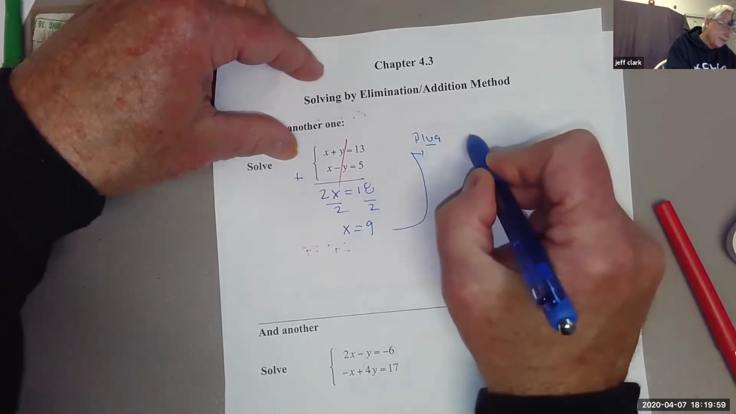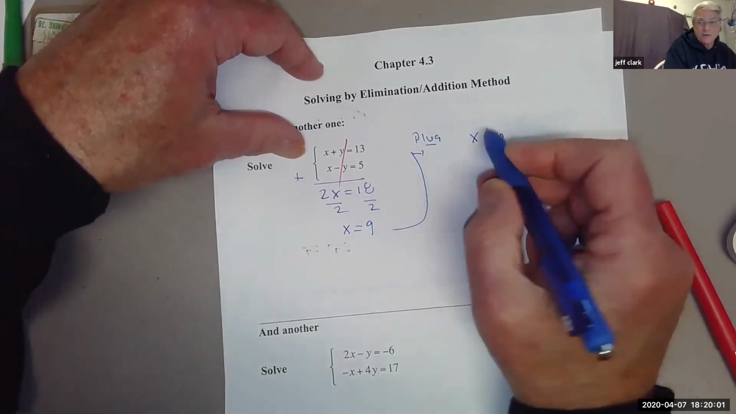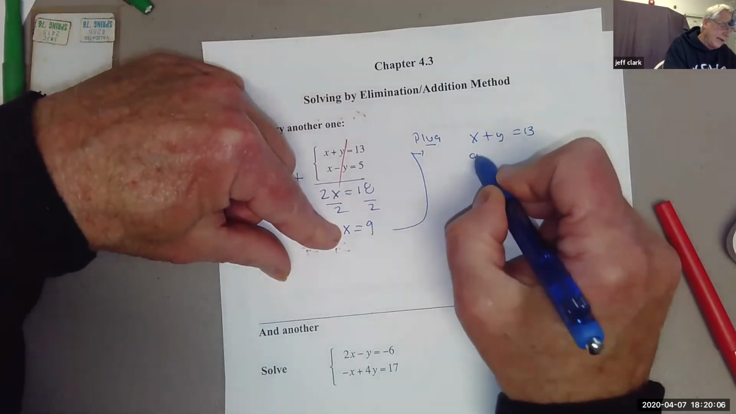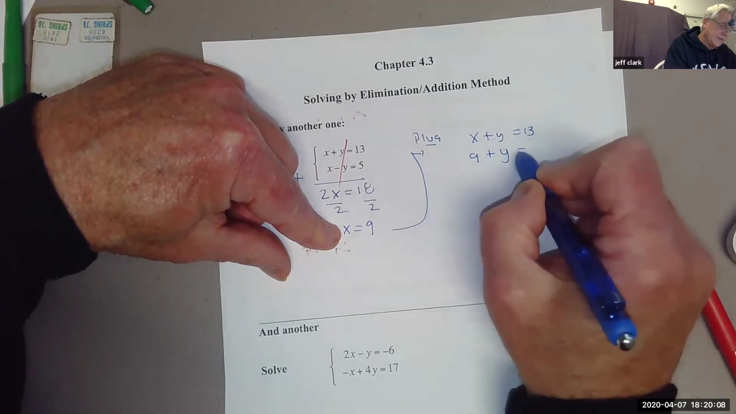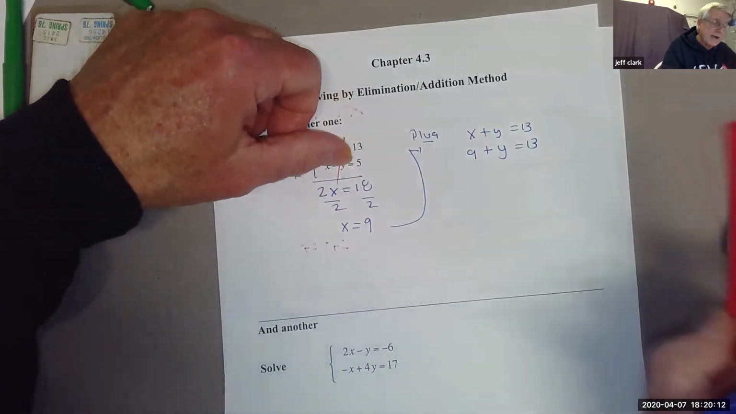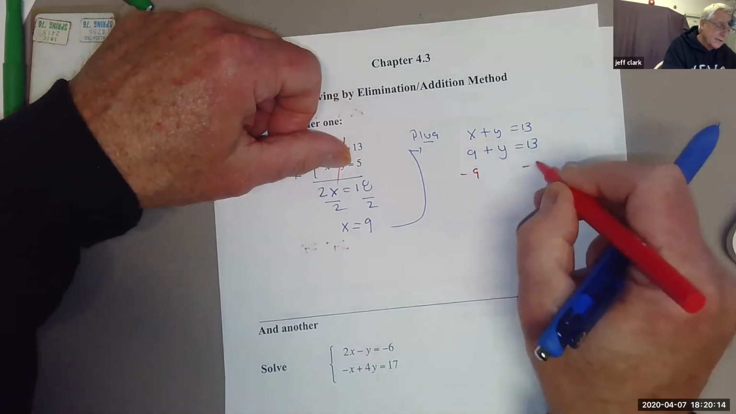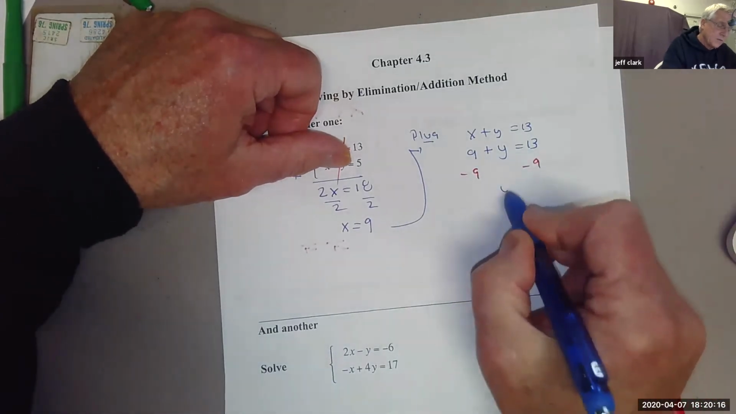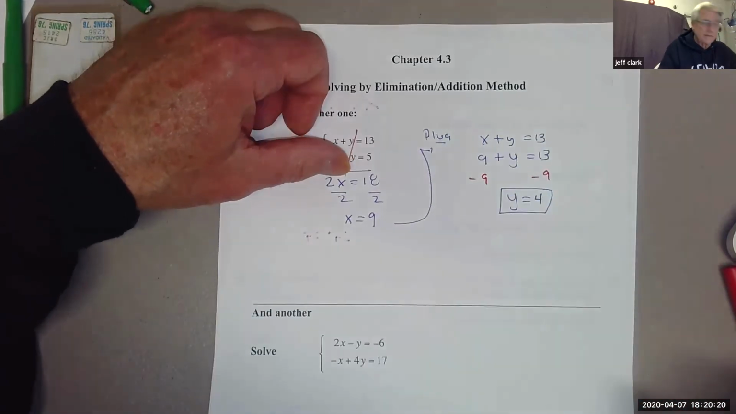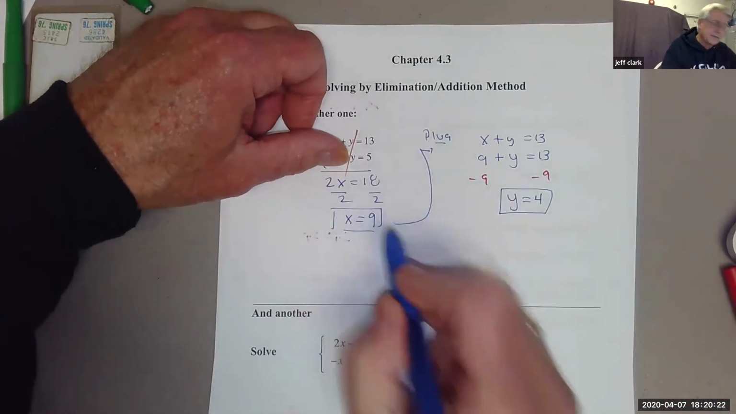Plug this into the original. Let's say the first one. So that would be 9 plus y equals 13. And of course, y's got to be 4, but you could subtract 9 from both sides. So you get y equals 4. So there's your y, and here was your original x.